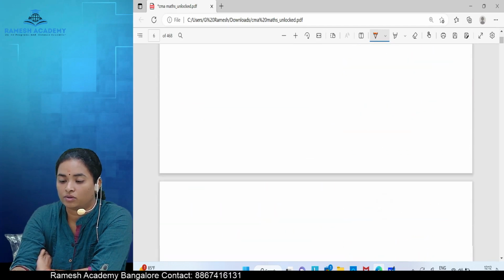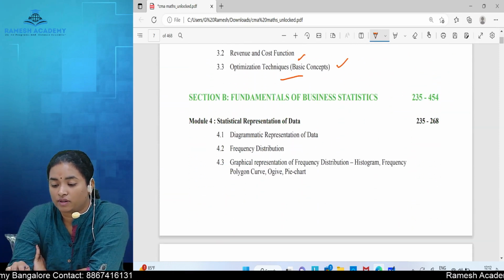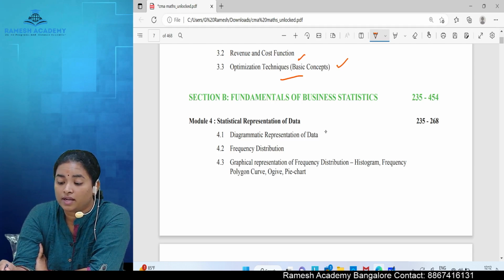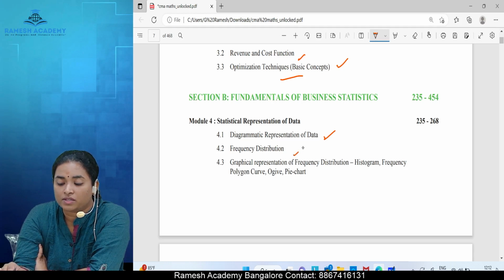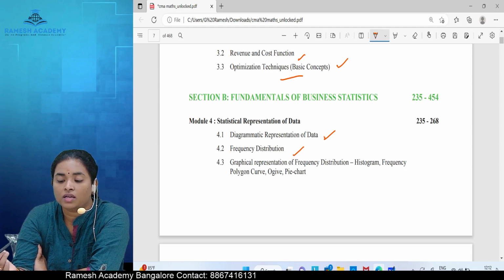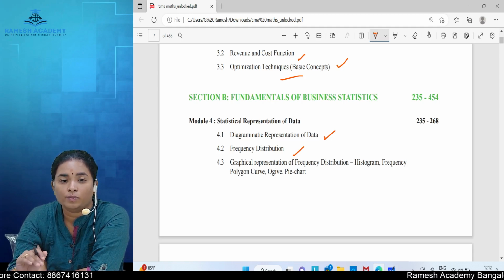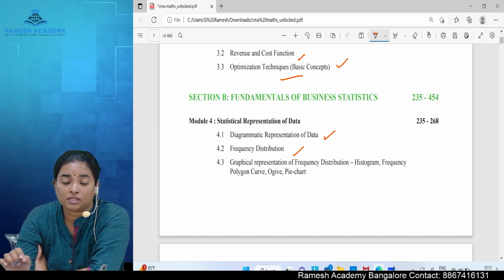Now when we go to section 2B, from module 4 to the remaining modules, you will be having statistical representation of data. In section B you have statistical representation of data. In that, diagrammatic representation of data is there. Then frequency distribution. Given data, how will you represent it in a statistical way? Frequency distribution is like you will have different types of data and some data will be frequently repeated, and so on. So you will be talking about how frequency is distributed.